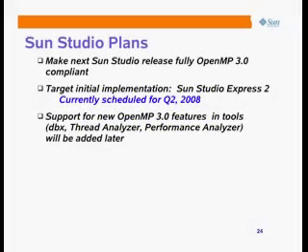As far as Sun Studio is concerned, the plan is to make the next Sun Studio release fully OpenMP 3.0 compliant. And our initial target date for an initial implementation is Sun Studio Express 2, which is scheduled sometime in the second quarter of 2008. And beyond that, we will add support for 3.0 in the various tools, GBX, Thread Analyzer, Performance Analyzer, and so on.